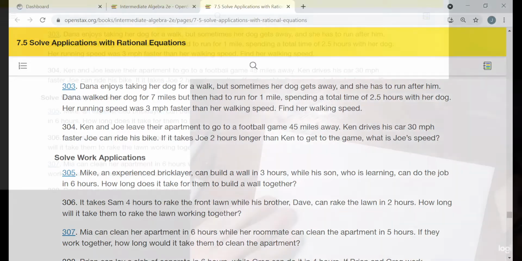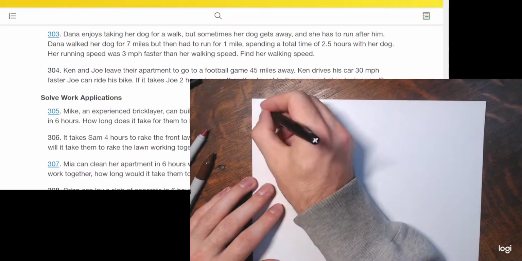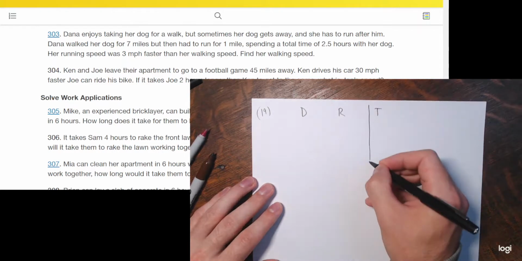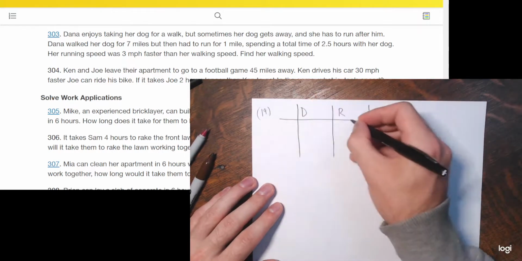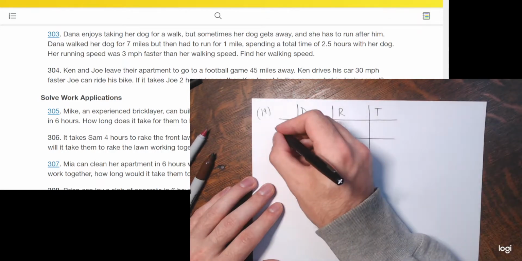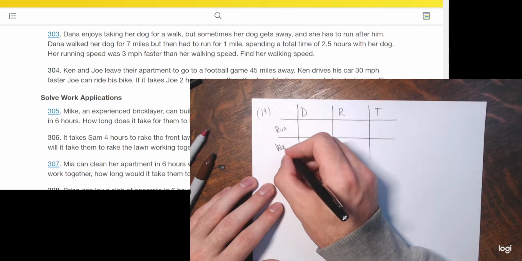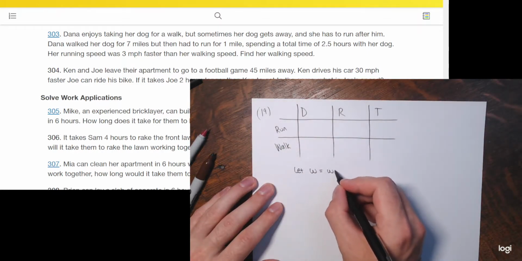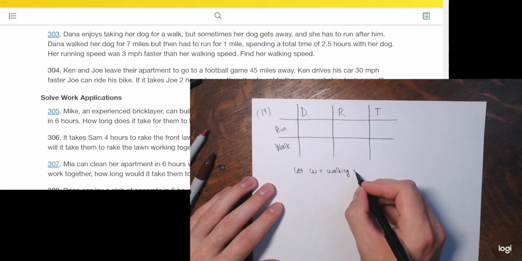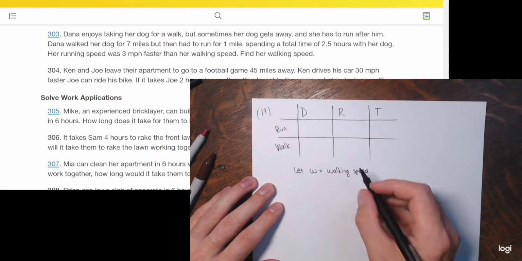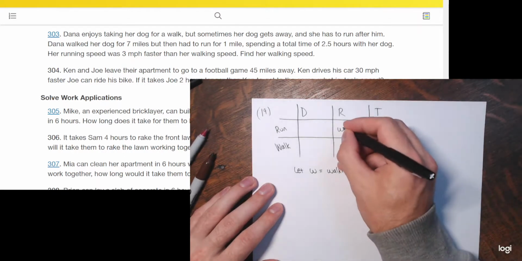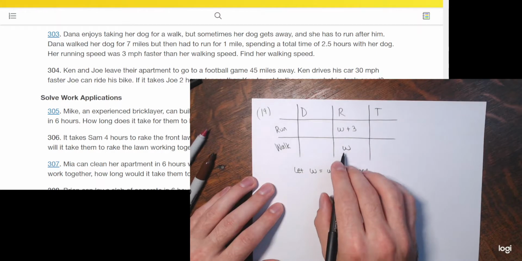So again, same start, right? This is example 19. Distance, rate, time chart. And we have Dana running, we have Dana walking with her dog. And I'm going to let W be the walking speed, right? W for walking. So that's the rate for walking, W. And then it says she runs 3 miles an hour faster than she walks. So the running speed would be W plus 3.